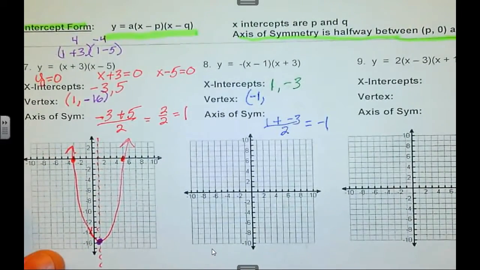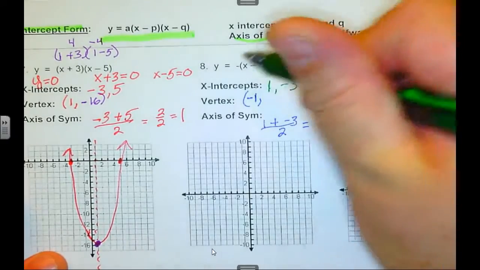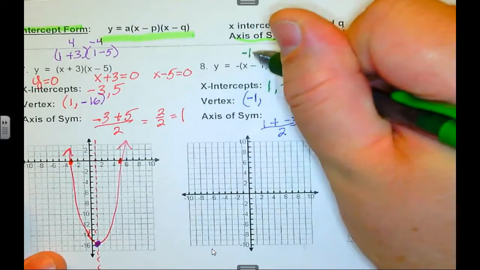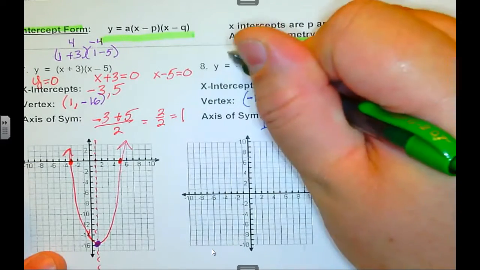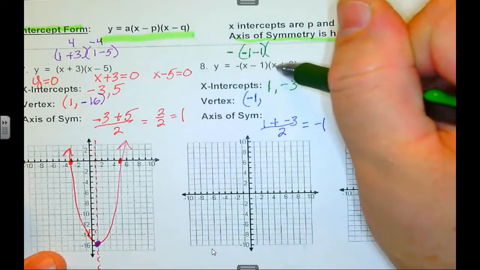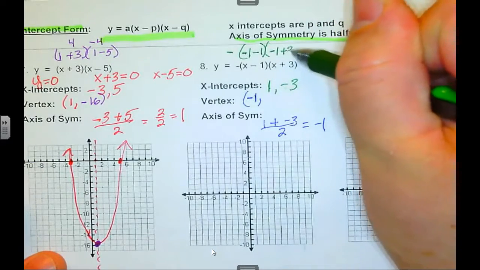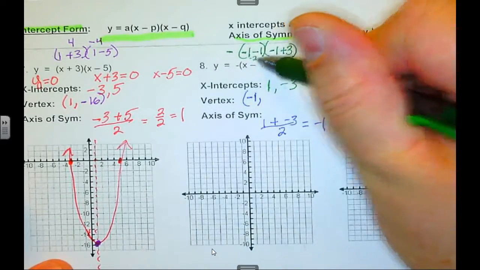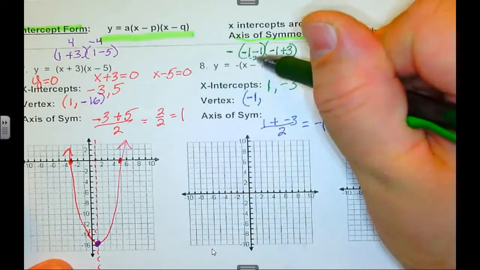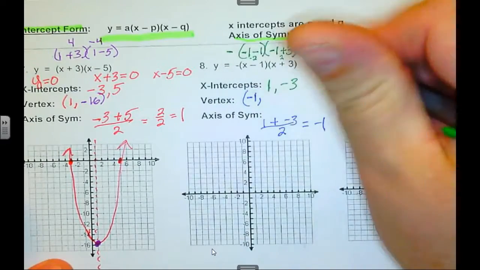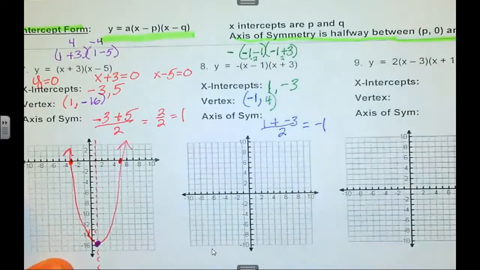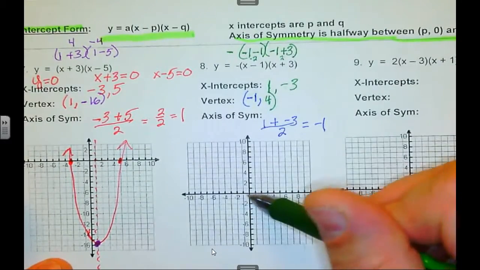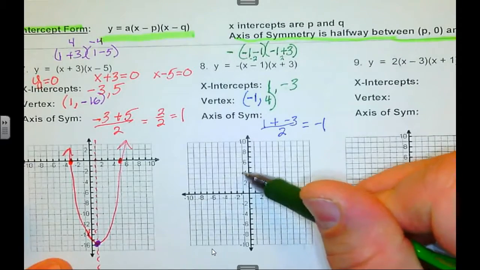Am I going too fast? Okay, don't forget this little minus sign out here. So I have -1 minus 1, negative out in front, -1 plus 3. Okay, what does this all equal? Well, this gives me -2, this gives me +2, gives me -4, but -4 is +4. Okay, so I have -1, 4.